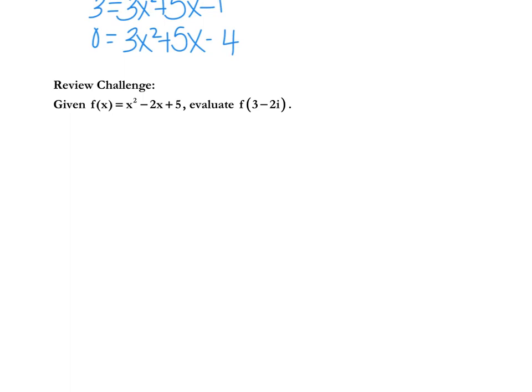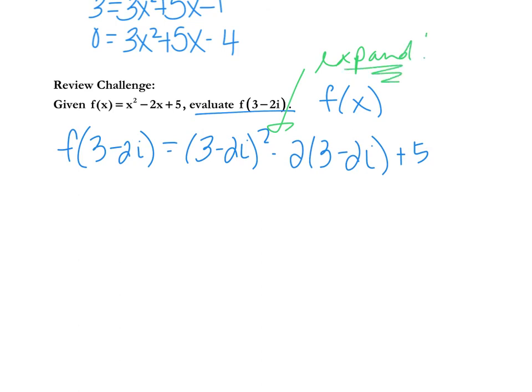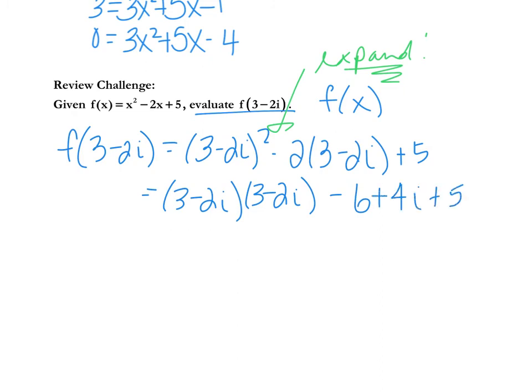So this says evaluate, which means we're substituting something in for x. So we have f of 3 minus 2i equals 3 minus 2i squared minus 2 times 3 minus 2i plus 5. Remember to expand this, right? Don't be the one that does something illegal in math class. So we have 3 minus 2i times 3 minus 2i minus 6 plus 4i plus 5.